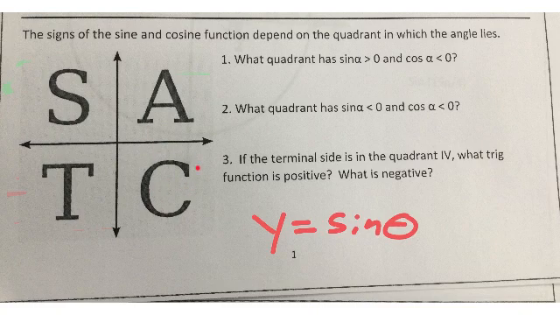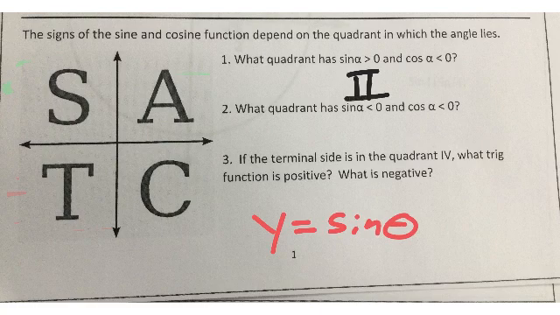This is the quadrant where cosine is the only positive trig function. So in the first quadrant all of them are positive, in the second sine is the only one positive, in the third tangent is the only one positive, and in the fourth cosine is the only one positive. So it says, what quadrant has sine greater than 0, cosine less than 0? Where is sine positive and cosine negative? Sine is only positive here and here. The only one that has cosine being negative is the second quadrant. So where sine is positive and cosine is negative is in the second quadrant.